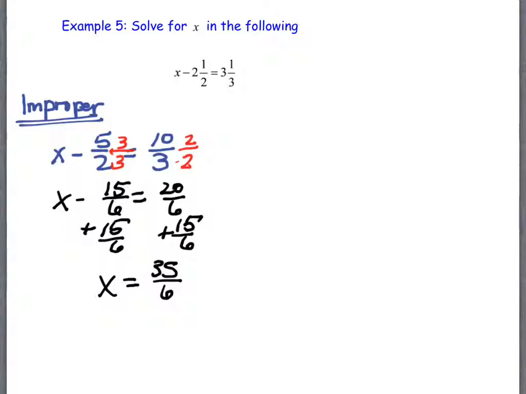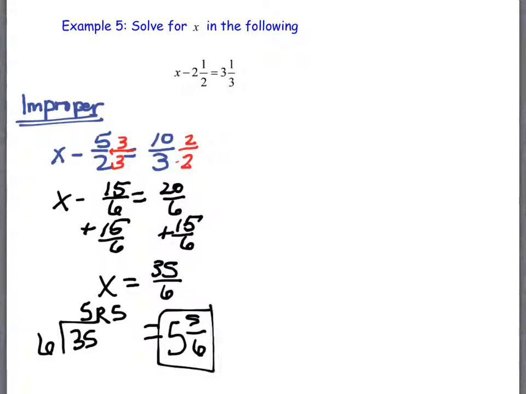How do I turn something back into a mixed number? Divide. All right, so what is 35 divided by 6? 5 with what remainder? 5. So what is this written as a mixed number? 5 and 5/6. Okay. That's how I remember being taught this idea. Let me show you the other way that you will see this taught.